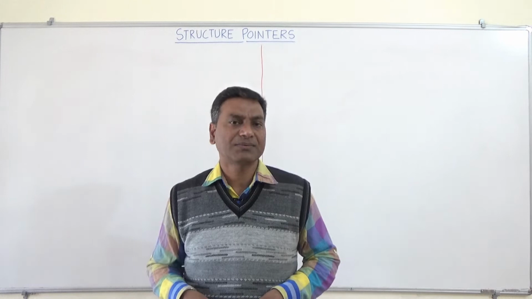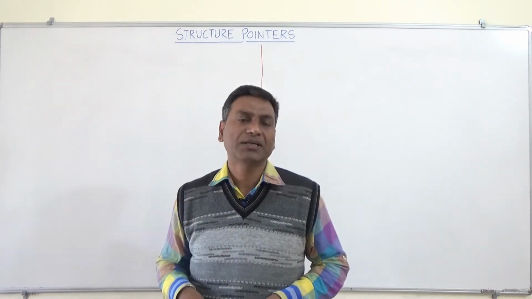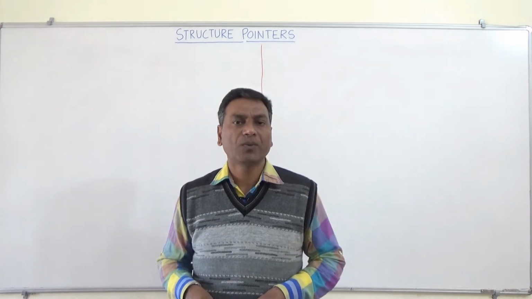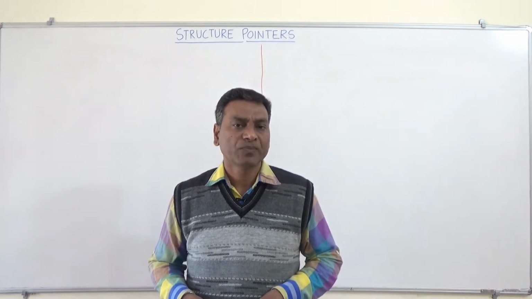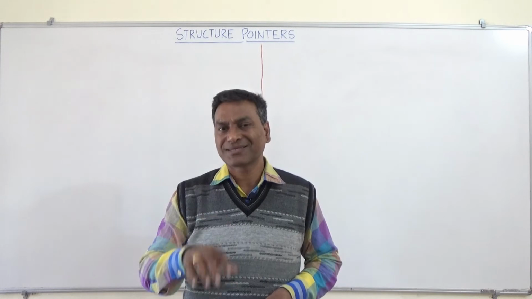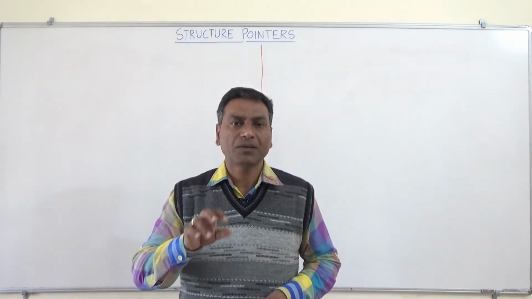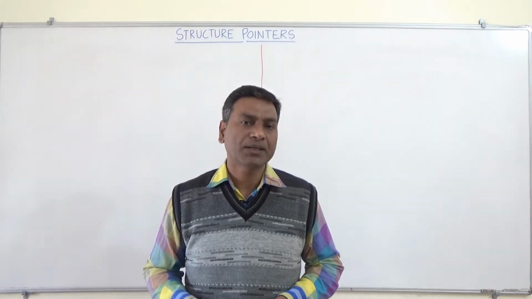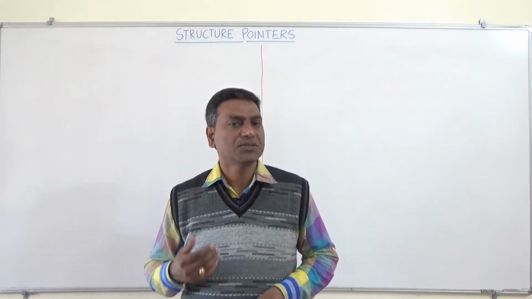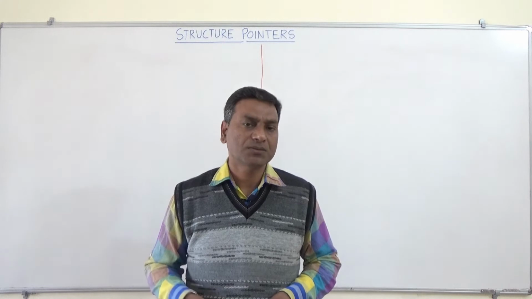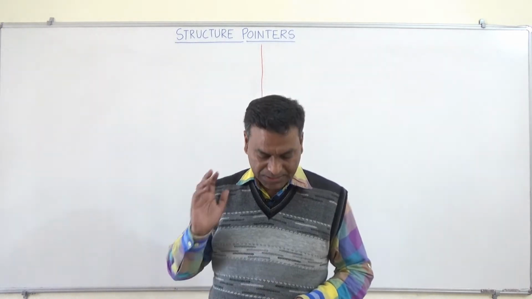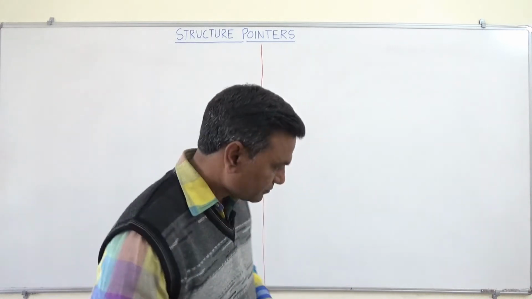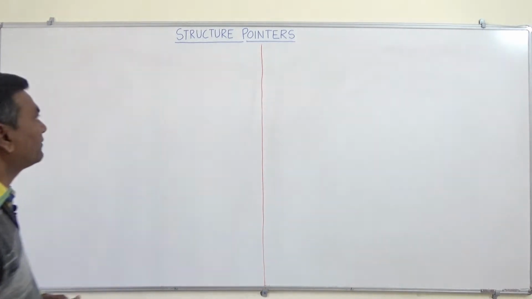So in this lecture we will see what a structure pointer is, and one more thing that we will see is the arrow operator, and how we can use it. Normally we know that if we want to access the members of a structure, we can access them using the dot operator. But the other way, if we are using a pointer, we can also use the arrow operator. So let us see it with the help of an example. First we will see its definition.